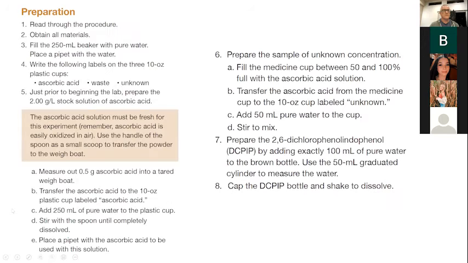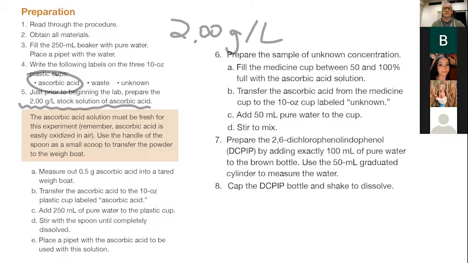So here's how we do the experiment. Like I said, I'll take you through doing one of these to show you how it works, and then you can do it tomorrow. We're going to need our ascorbic acid. That's the fancy name for vitamin C. Three cups. We're going to make a stock solution of 2 grams per liter, which is the same as 2 milligrams per milliliter. That's the same thing.